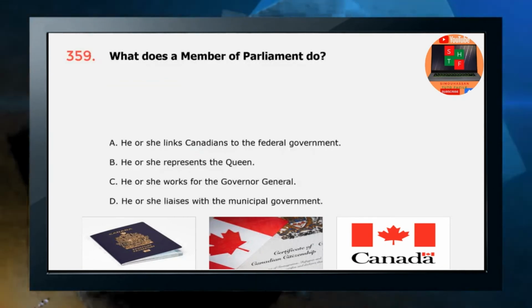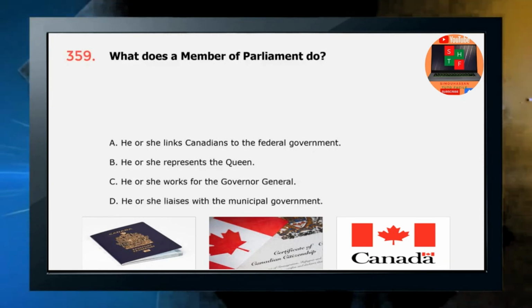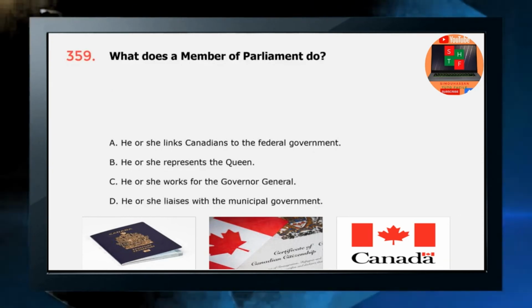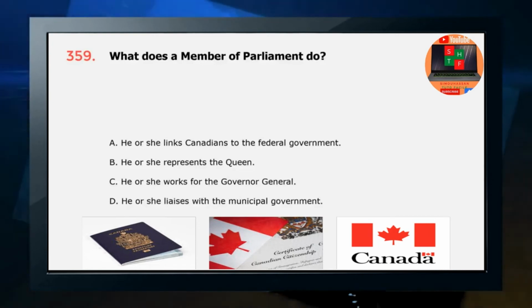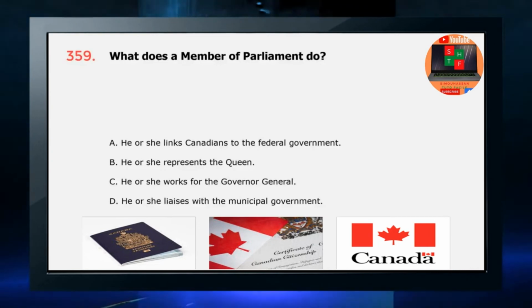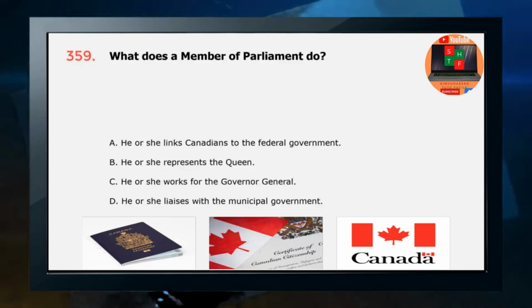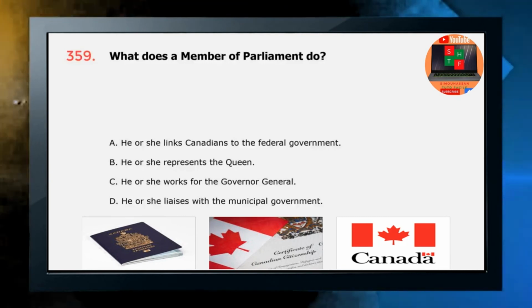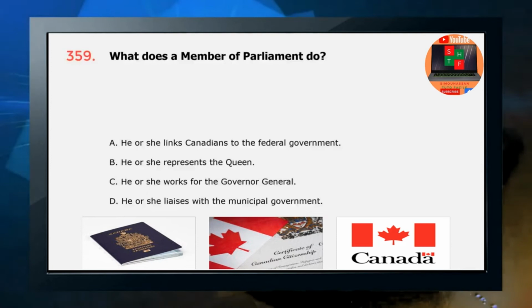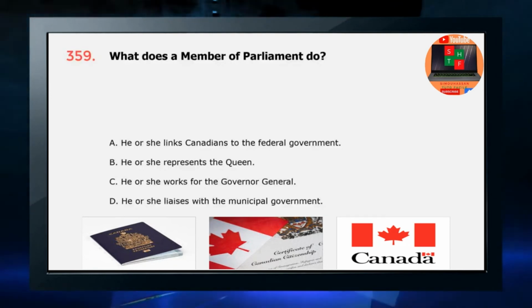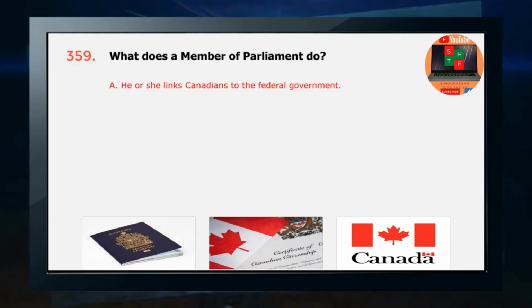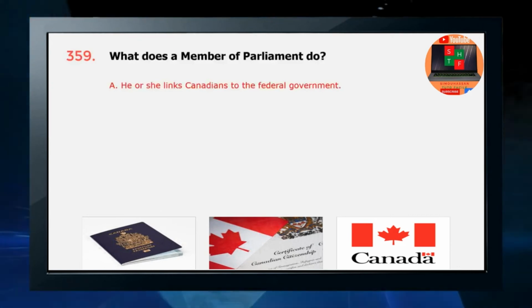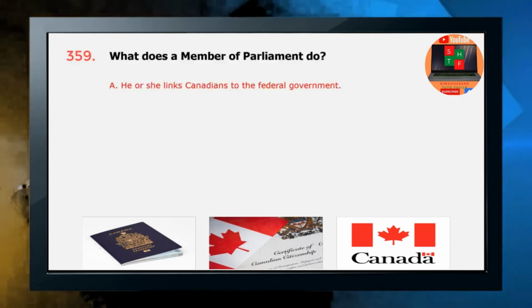Question 359. What does a Member of Parliament do? A. He or she links Canadians to the federal government. B. He or she represents the Queen. C. He or she works for the Governor General. D. He or she liaises with the municipal government. The answer is A. He or she links Canadians to the federal government.